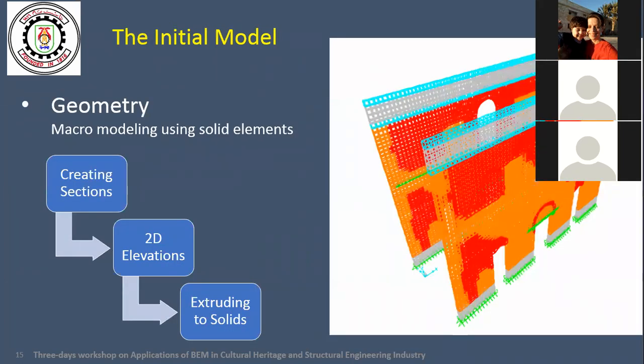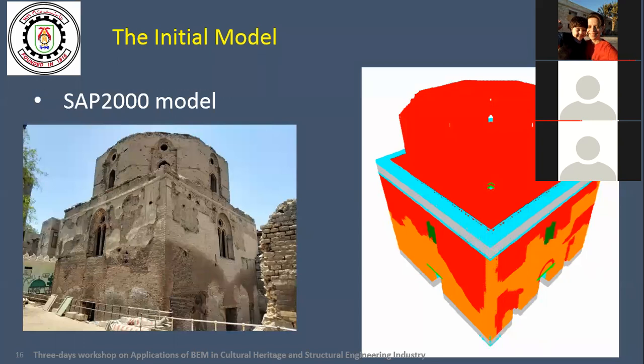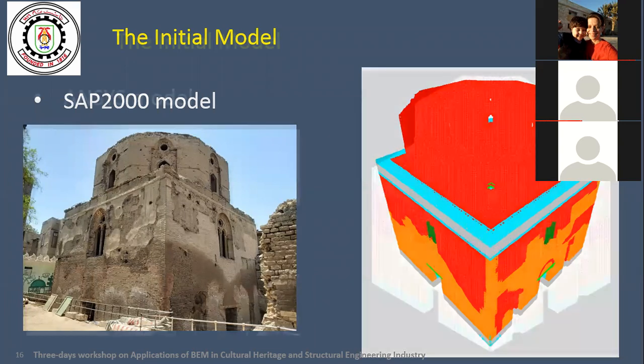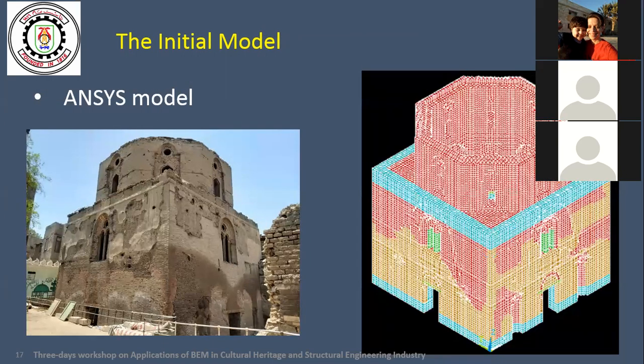So in order to create our 3D model, we started by 2D sections done from AutoCAD. We started creating these sections and then extruded them into solids in order to come up with the 3D model for the entire structure. We used the program SAP 2000, and here is a picture of the structure and the 3D model. And then when we wanted more elaborate analyses and were limited by the element library in SAP, we switched to ANSYS and continued our analyses using the ANSYS finite element.